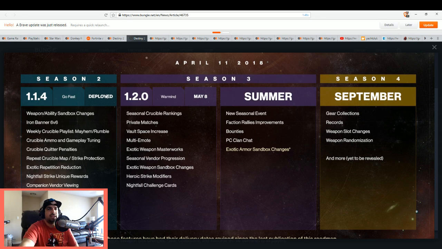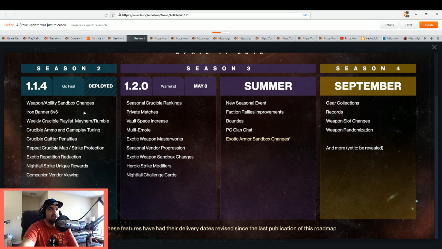So it got deployed, their Season 2, which included stuff like Weapon Ability Sandbox, Crucible Quitter Penalties, the Nightfall Unique Rewards.